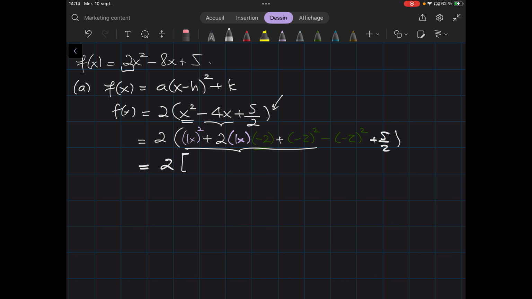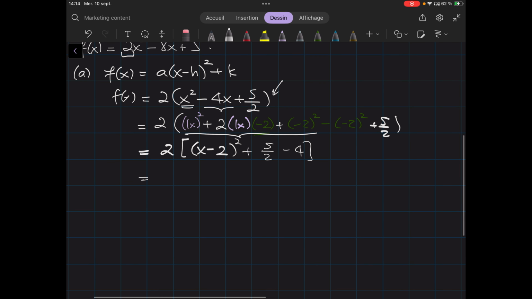The first 3 terms is effectively x minus 2 squared. The constant term, we still have 5 by 2 minus 4. So if we expand everything, we will get 2 times x minus 2 squared minus 3 as your final answer.